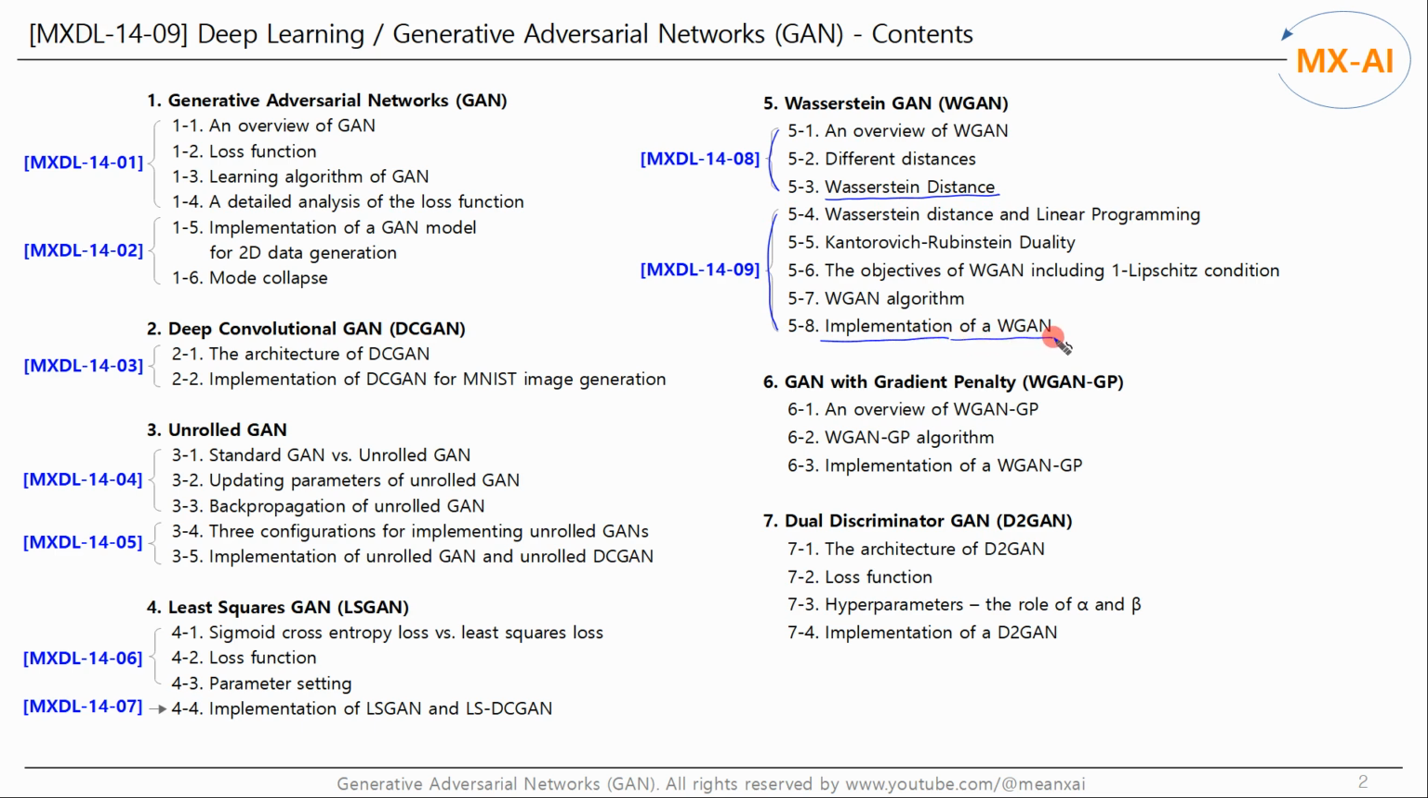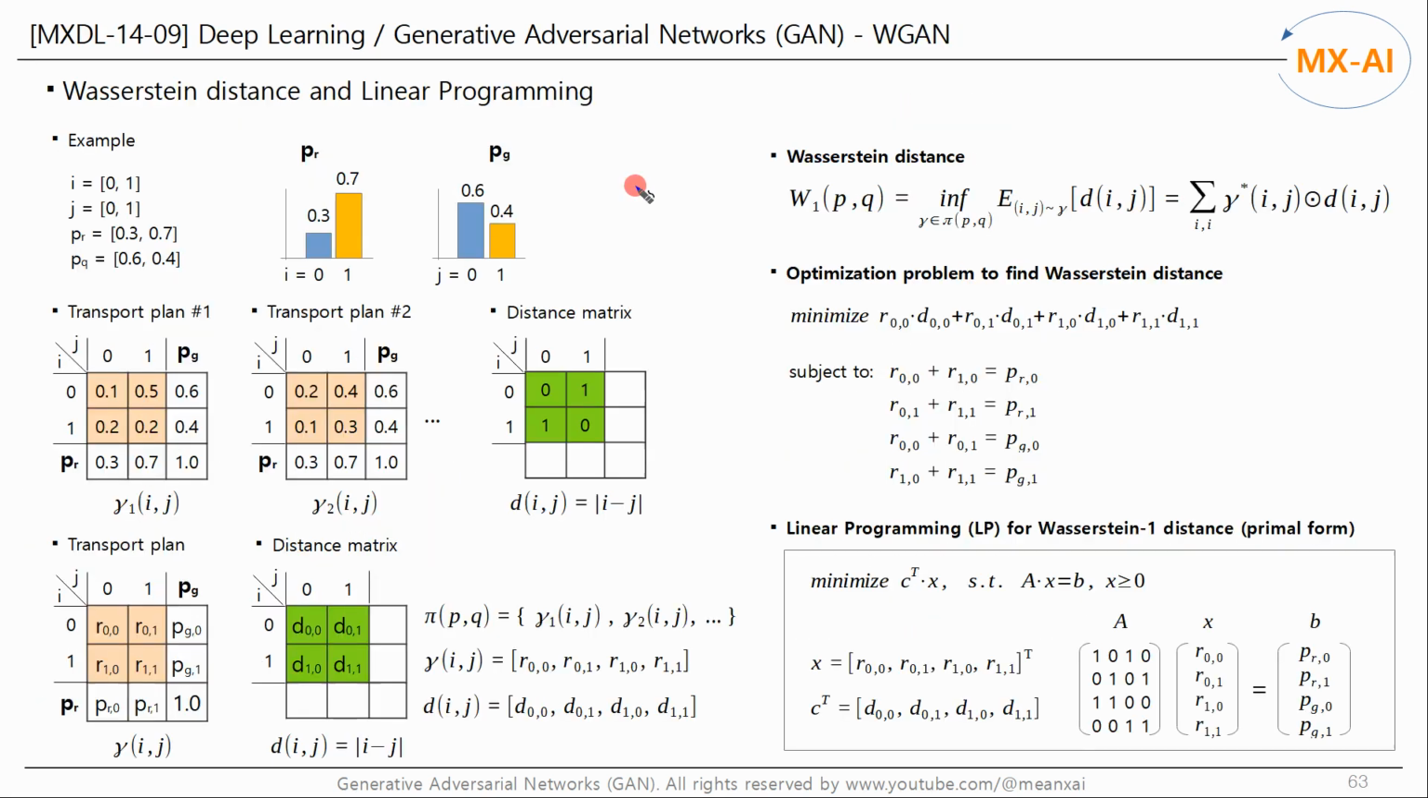To understand the WGAN algorithm, we first need to understand Kantorovich-Rubinstein duality and Lipschitz function. Now let's look at the Wasserstein distance and the Kantorovich-Rubinstein duality with a very simple example.